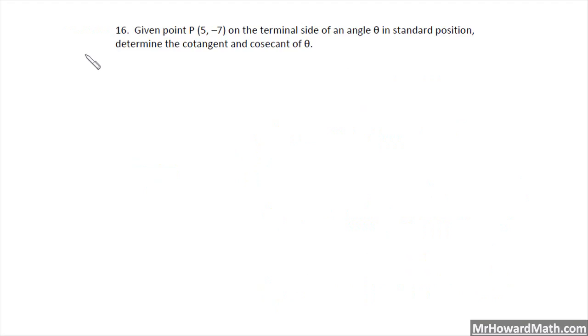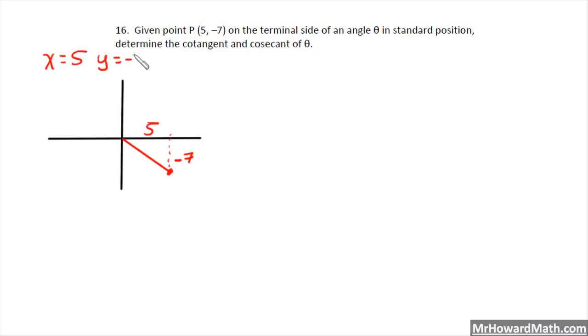Let's go to 16. 16 says, given point 5, -7 on the terminal side of an angle theta in standard position, determine the cotangent and cosecant of theta. So we'll start with a sketch. It's always a good idea to sketch these. Helps you visualize what's happening. So x is 5, y is -7, so that tells us we're in quadrant 4 down here. So our y value here is -7, our x value here is 5.